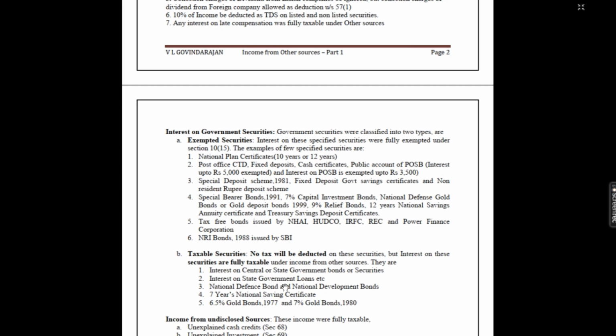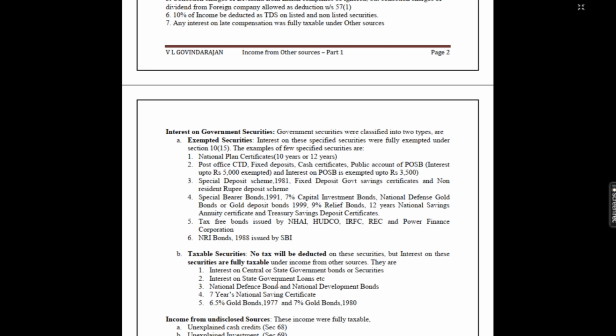and the interest on post office saving bank account is exempt up to 3,500. Special deposit scheme in the year 1981 or fixed deposit, government savings certificate and non-resident rupee deposit schemes. Special bonds issued in the year 1991 and 7% capital investment bonds, national defense gold bonds or gold deposit bonds issued in the year 1999, 9% relief bonds, 12 years national saving annuity certificate and treasury saving deposit certificates. These investments' interest were fully exempted under section 10 subsection 15.